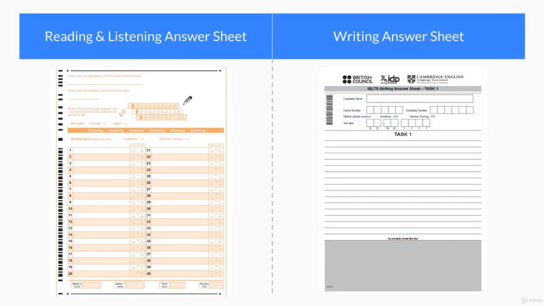Let us now talk about the answer sheet. You will have 2 different types of answer sheets. On the left-hand side, we have the answer sheet for the reading and listening. On the right-hand side, we have the answer sheet for the writing part. So when you're writing your answers for task 1 and task 2, you're going to have a sheet like this. And if you need extra paper, then you can ask your examiner.